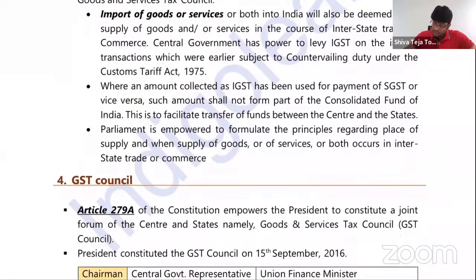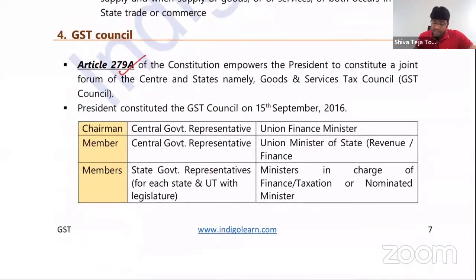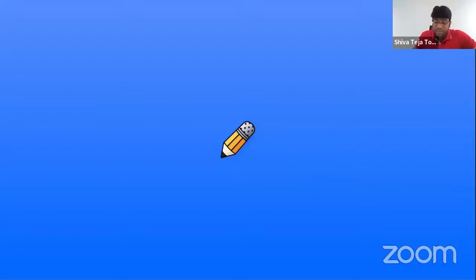Next. Article 279A. This is about the GST Council, my dear friends. Let me tell you in simple language about the GST Council. Under GST law, any change related to GST is done by the central government only on the recommendations of the GST Council.